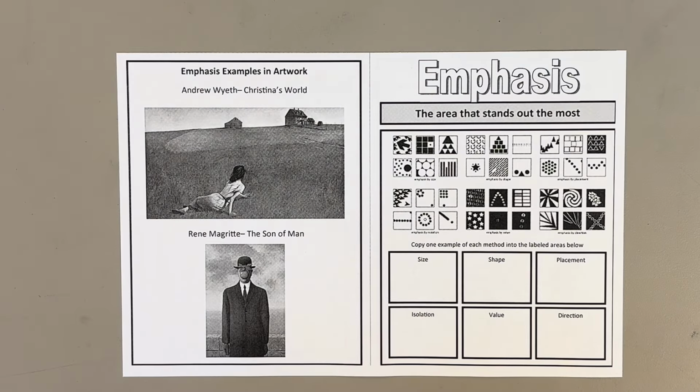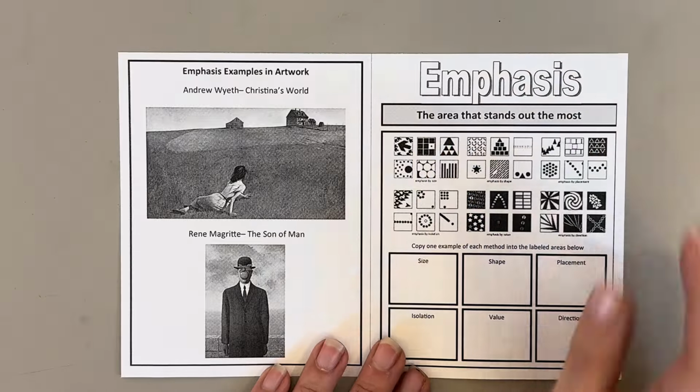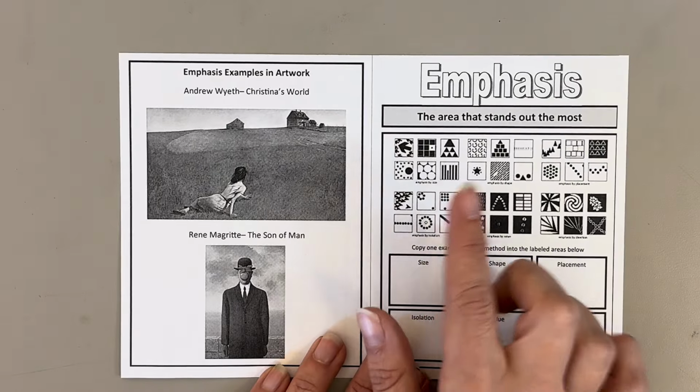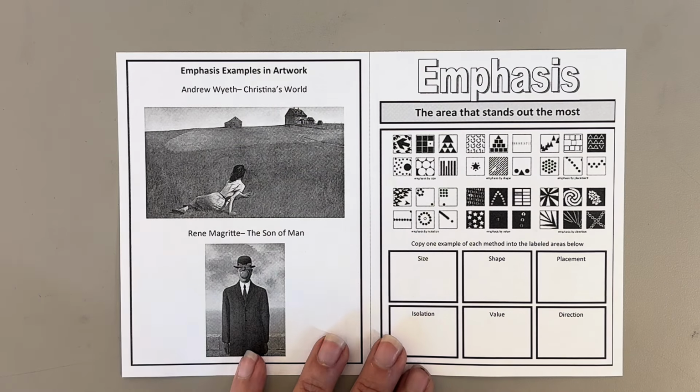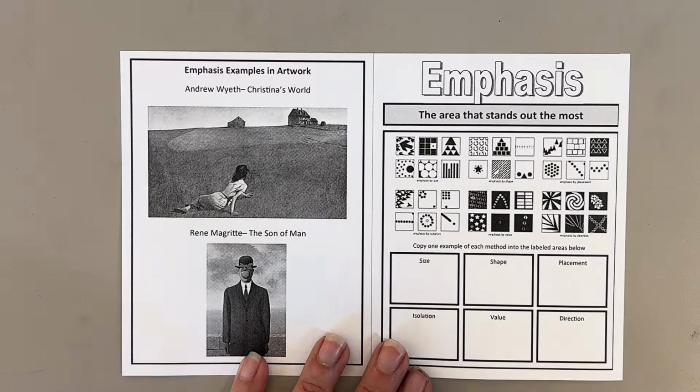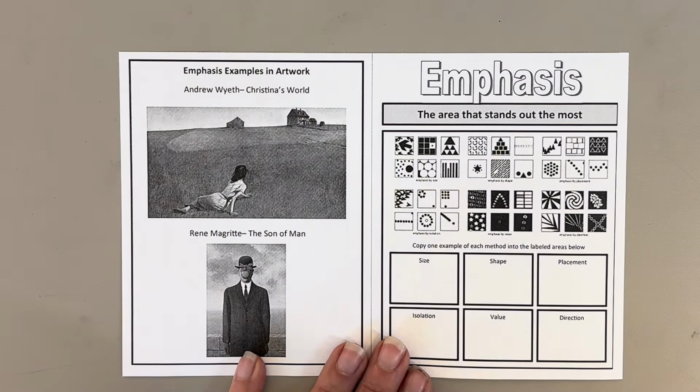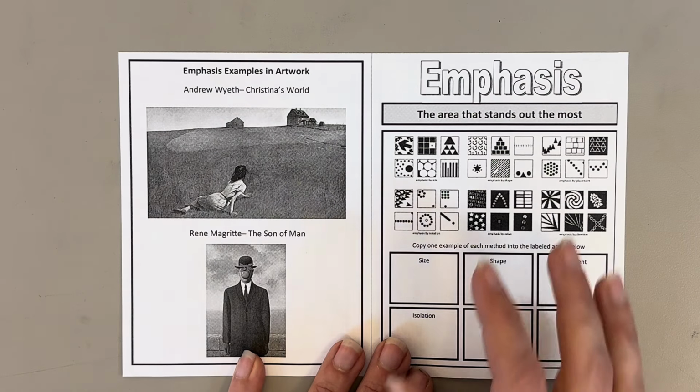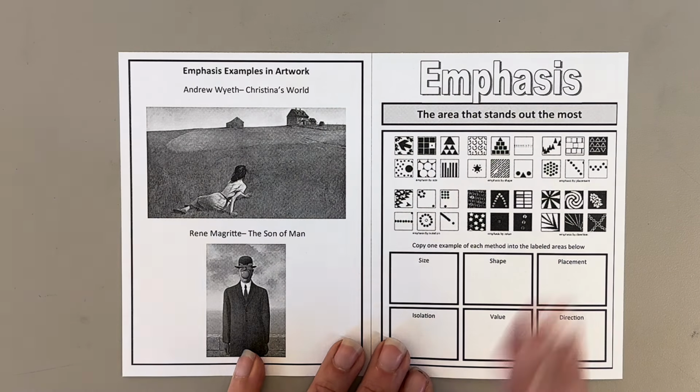Hello and welcome to the Bellringer demonstration video for the principle of emphasis. Emphasis means the area in a piece of art that stands out the most to you. It's something that you notice right away, and there's lots of ways that you can make something stand out or be the part that has emphasis.